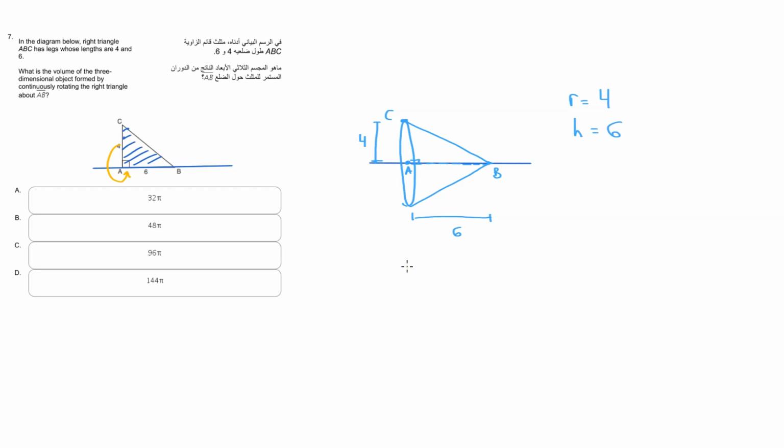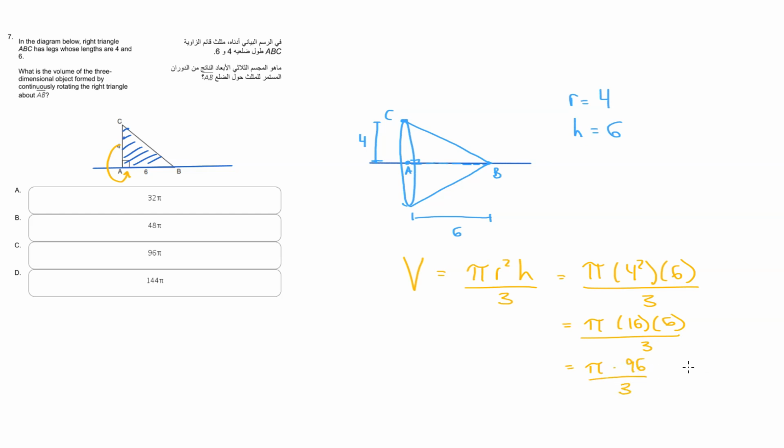Now the equation for a cone's volume is pi r squared times h over 3. So let's go ahead and substitute our values into here and see what we get. You get pi times 4 squared times 6 over 3. That means pi times 16 times 6 over 3. This gives me pi times 96 over 3, which gives me 32 pi. And we don't have to put that in a number because they want it in terms of pi, right? You see the answer is always in terms of pi, and the correct answer was A.